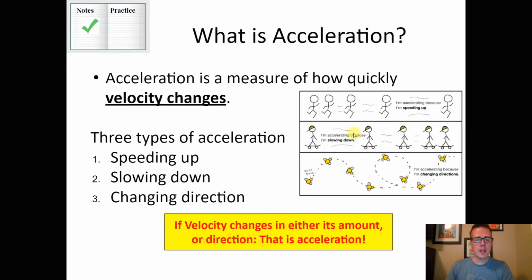The one that tends to be the trickiest is this one, changing direction. If your direction and your velocity is this way, and then you turn it to be that way, that's a change in velocity because you change the direction. So you could be going 10 meters per second north and turn to go east and still be going 10 meters per second. That's a form of acceleration. Basically, in yellow is the thing that you need to take away. If the velocity changes in either its amount or direction, that is the definition of acceleration.